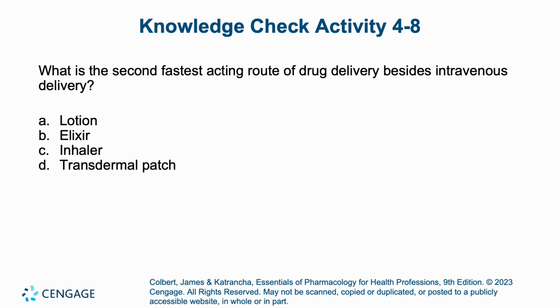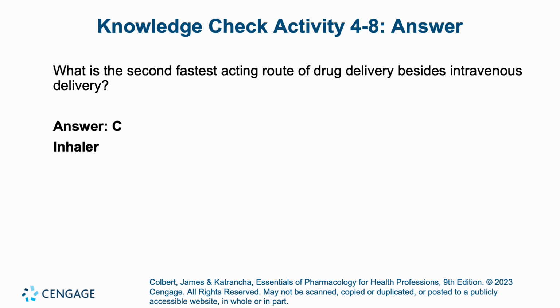Knowledge check. What is the second fastest acting route of drug delivery besides intravenous delivery? A. Lotion. B. Elixir. C. Inhaler. D. Transdermal patch. So remember, we are asking what is the second fastest acting route of drug delivery. IV is the fastest. The second fastest is inhaler. The pulmonary system is very vascular, and those inhaled droplets will very quickly begin to take action.